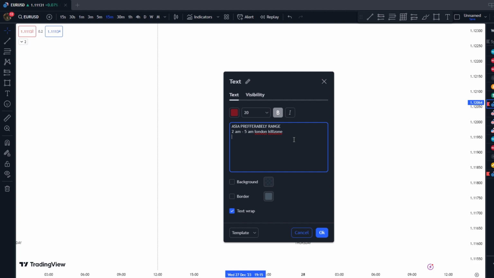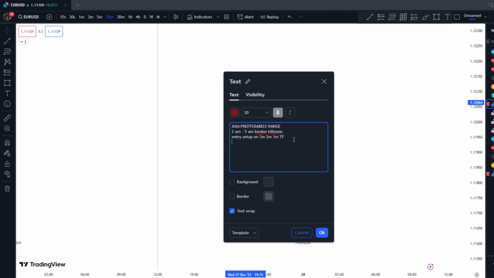Next, I use entry setups on the 3 minute, 2 minute, 1 minute time frame mainly. I use these time frames mainly, but sometimes it could be even the 5 minute time frame. It depends. I'll explain in the video.